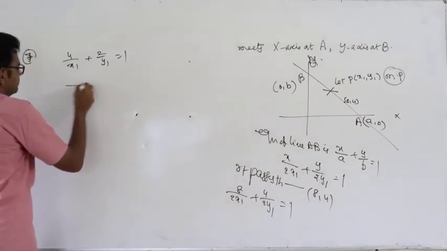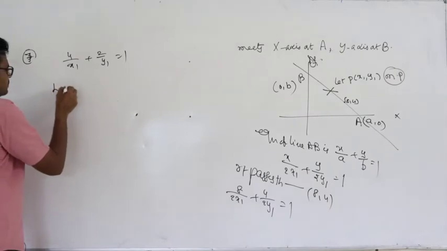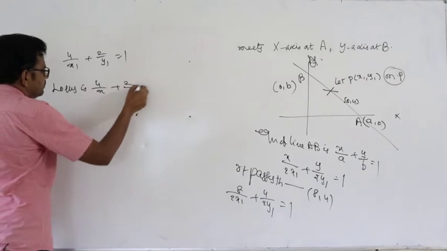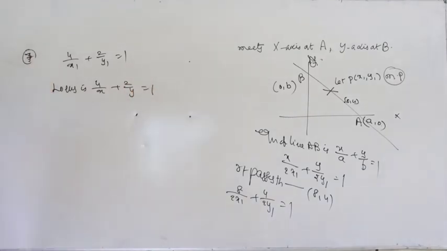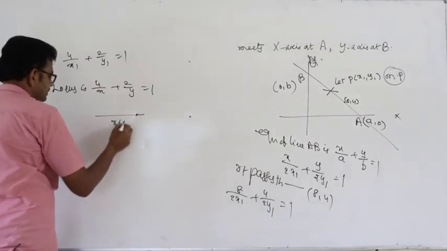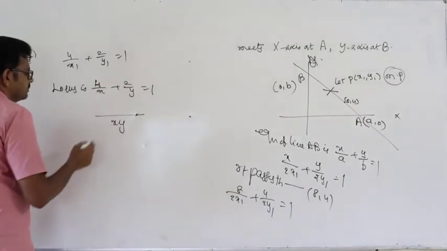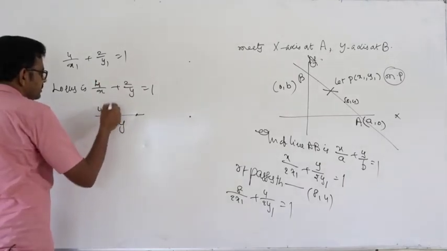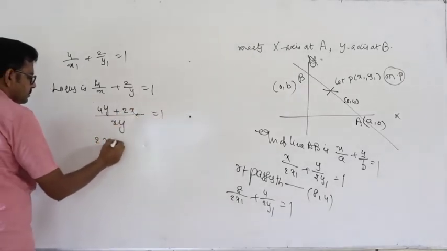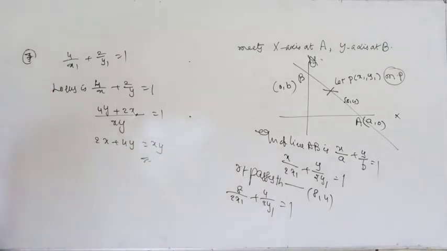Taking the LCM, therefore the locus is 4/x + 2/y = 1. Now the LCM is xy. So this is 4y + 2x = xy. By cross multiplication, 2x + 4y = xy. That is the locus.